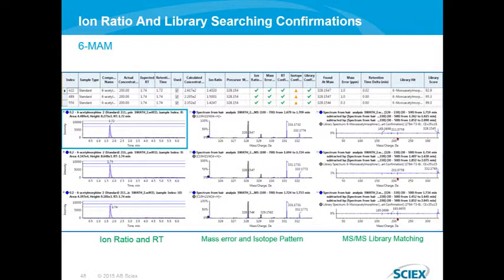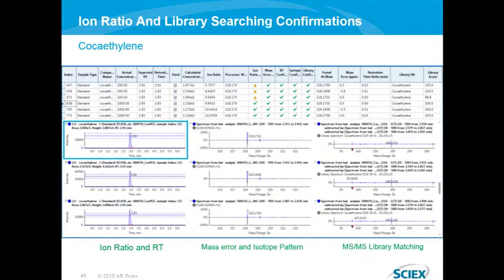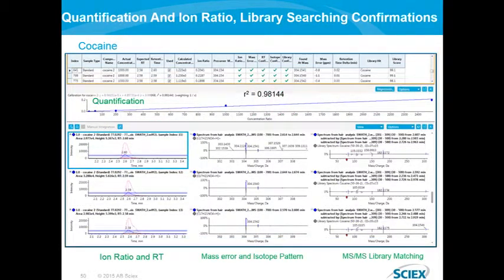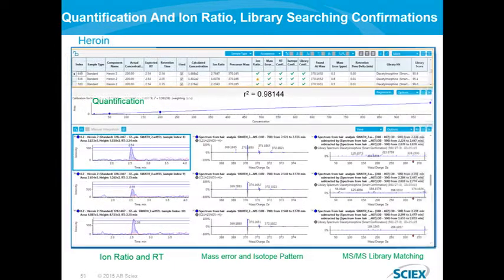The 6-MAM compound has been identified and quantified as well. Cocaethylene, cocaine with a good accuracy and linearity for quantitation, and finally the heroin compound.